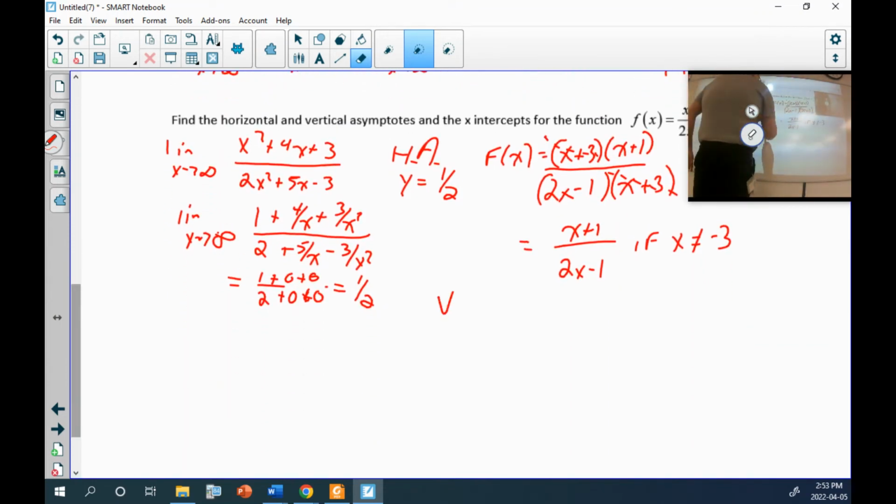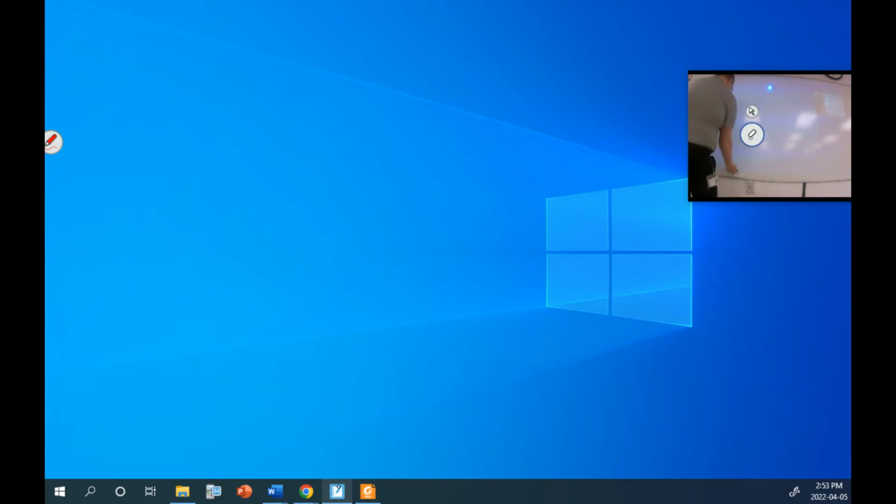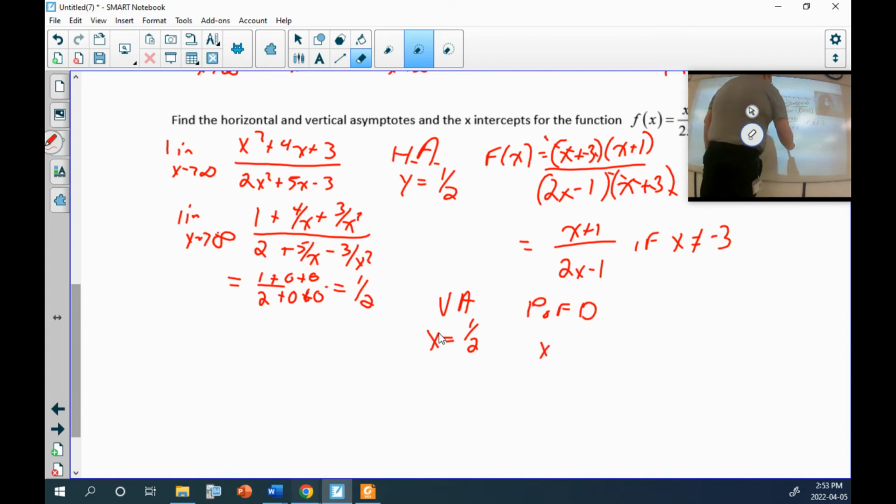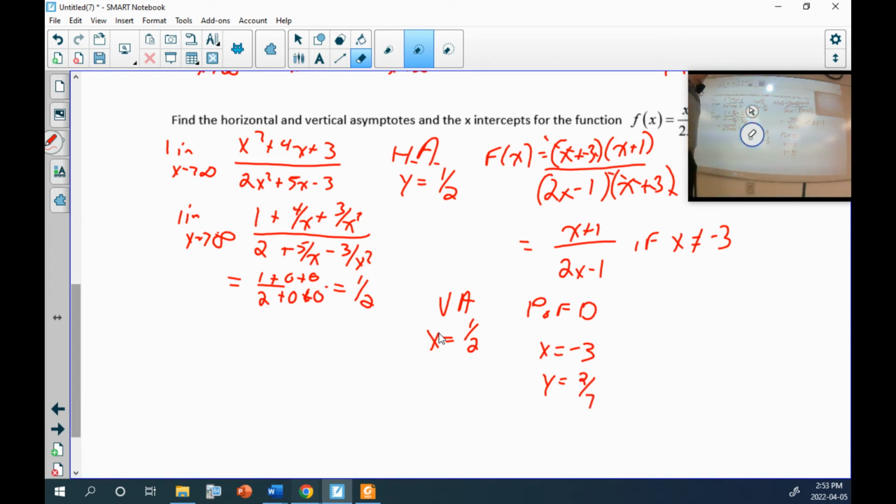So our vertical asymptote is x is equal to 1/2. We have a point of discontinuity at x is equal to -3. And I'm going to plug -3 into there. I end up with -2 over -7. So I have a point of discontinuity at -3 and 2/7 for y.